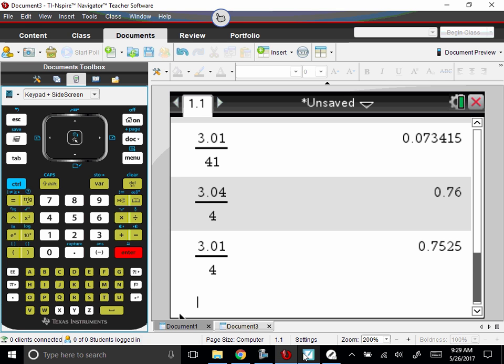So the calculator automatically puts a 10 in if I forget. It's too nice to us.